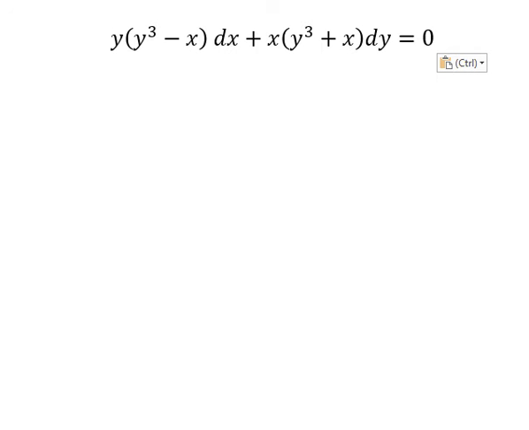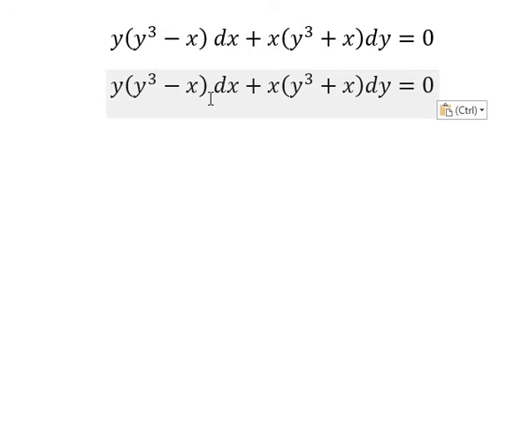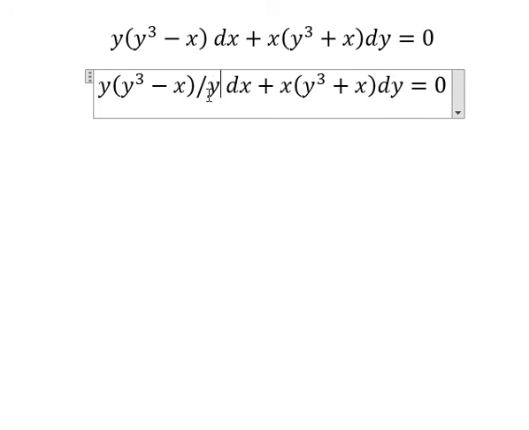The topic today is about differential equations. So now I will show you how to answer. So we divide both sides by y to the power of 3.